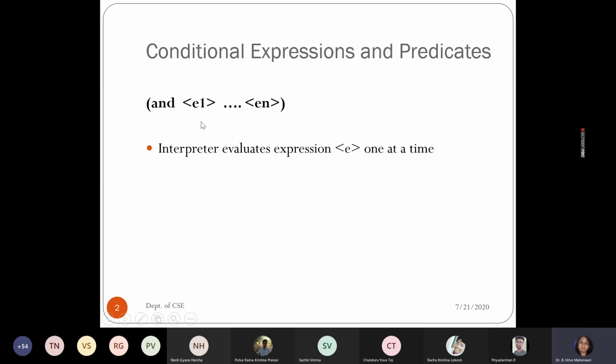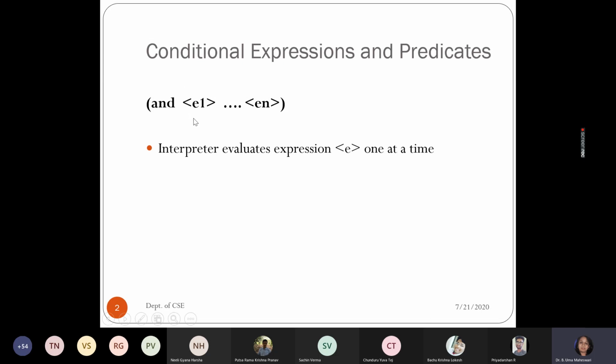Any one of you? It may be a stupid question, but I would like an answer for this. When will this predicate be returning true? When all the expressions are returning true. Yeah, correct. Yes.